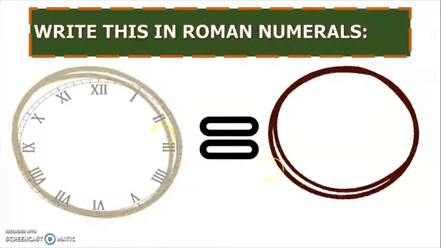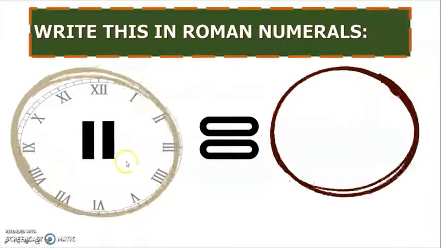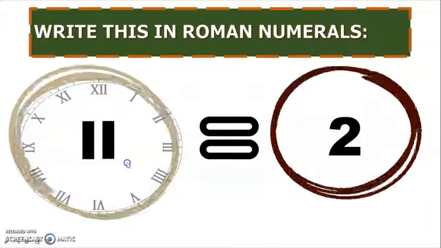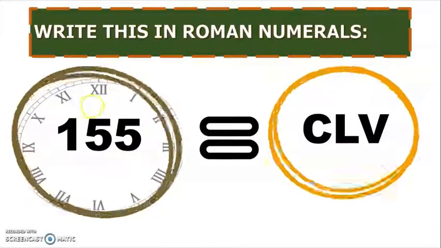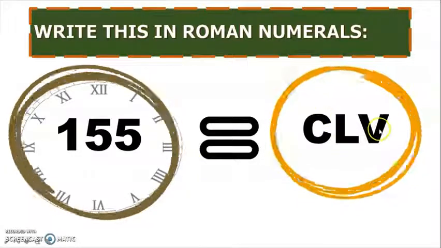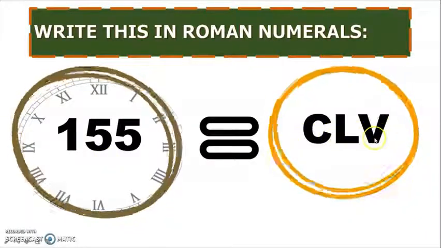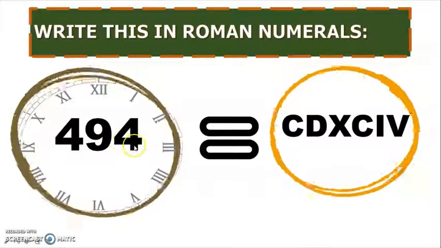Okay, let's try this in Roman numerals. Write this in Roman: 1 and 1, so just simply add it. It is 2, right? So this one, 155, write in Roman numerals. So CLV. Why CLV? Because C is 100 plus 50 L plus V equals 155. You simply add this. Why? Because C is greater than L is greater than V. Therefore, you add everything.